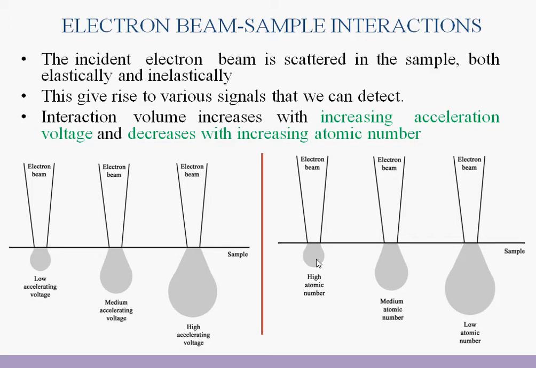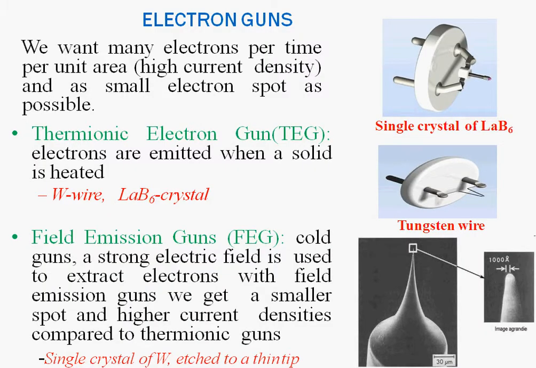Similarly, these are the graphs for atomic numbers. The interaction volume increases with decreasing atomic number, or vice versa, right? So this is how the incident electron beam is scattered by the sample, which may be elastically scattered or inelastically scattered. The first component of the scanning electron microscope is the electron gun.